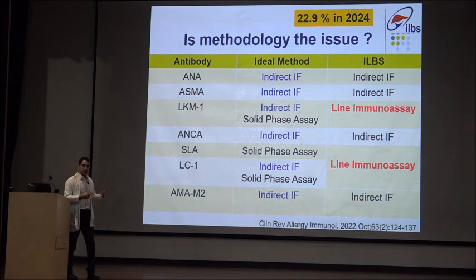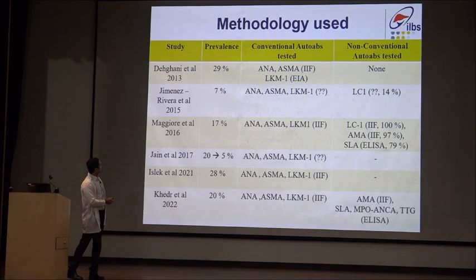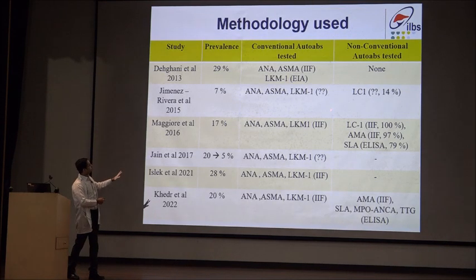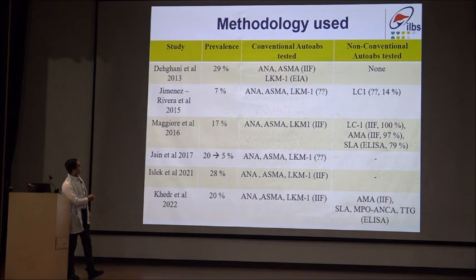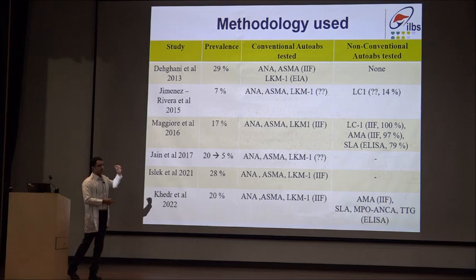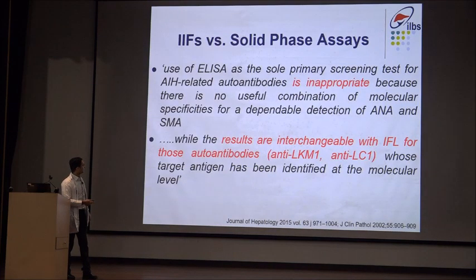So, was the methodology the issue? If you look at the series, predominantly the ideal method for ANA, SMA, LKM1 is indirect immunofluorescence. In our institute, we use the same method for ANA, SMA, but we use line immunoassay for LKM1 and SLA. So, is that going to make a difference? In other series, they have also used the same methods predominantly, immunofluorescence for ANA, SMA. But for LKM1, we are using line immunoassay.